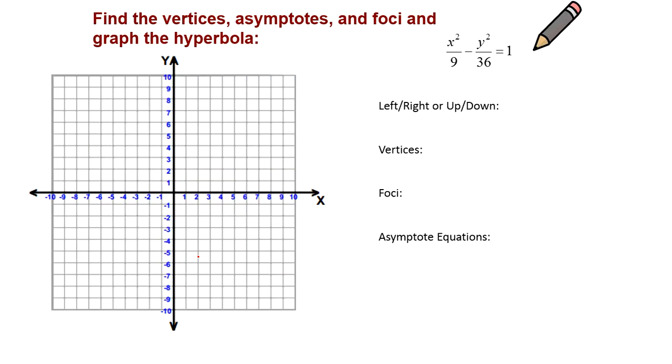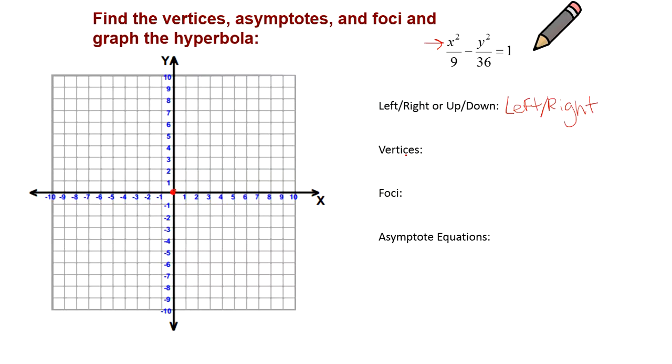Let's try one more. So I got x squared over 9 minus y squared over 36 equals 1. Very first thing, do I have a left or a right? So I'm going to look here. There is an x squared first. So that means I am going to be in a left and right hyperbola. And I'm going to be at 0, 0. This is starting at the origin.